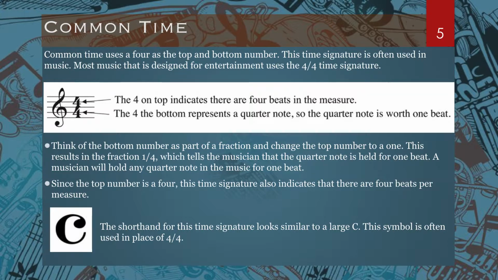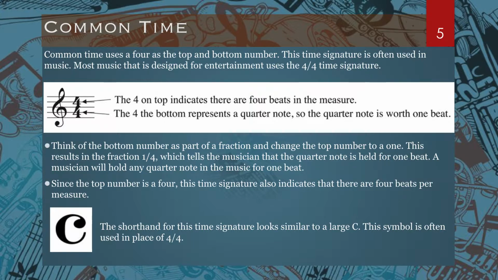So think of the bottom number as a part of a fraction and change the top number to 1. We talked about this in the previous slide. This results in the fraction 1/4, which tells the musician that the quarter note is held for 1 beat. A musician will hold any quarter note in the music for 1 beat. Since the top number is a 4, this time signature also indicates that there are going to be 4 beats per measure, or in this case, since the bottom number is also a 4, there's going to be 4 quarter notes worth of music in each measure.